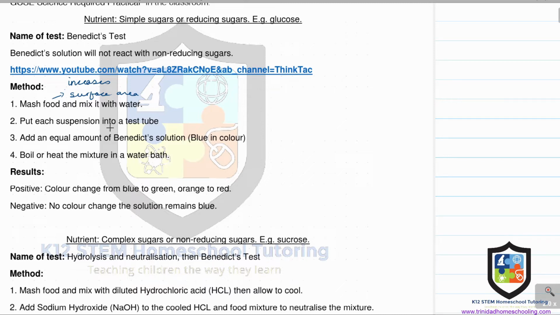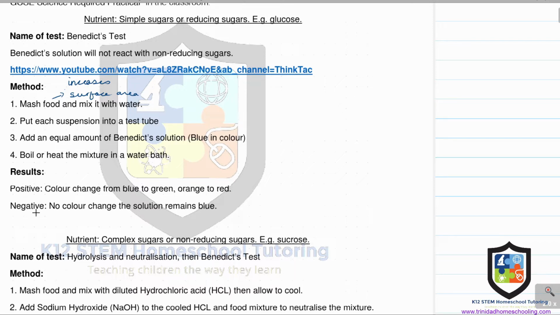Now we'll put each suspension into a test tube, and then you will add an equal amount of Benedict's solution. Benedict's solution is blue in color. Then we'll boil or heat the mixture in a water bath. The results will be, if there is glucose in that food, the color change will go from blue to green, and then orange to red.